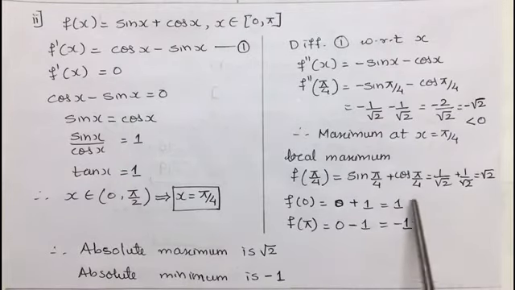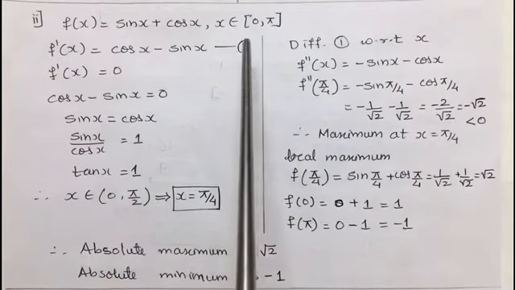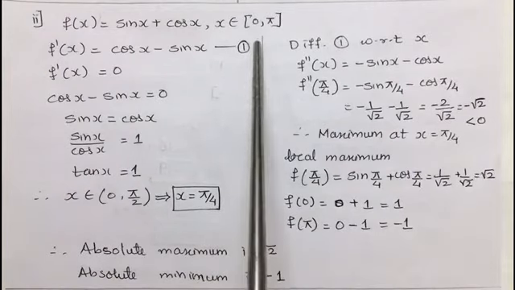Same thing, comparing all the three values, the minimum of all the three is minus 1. So the absolute minimum becomes minus 1. So this is how we need to calculate the absolute maximum and absolute minimum if x is given in the closed interval.